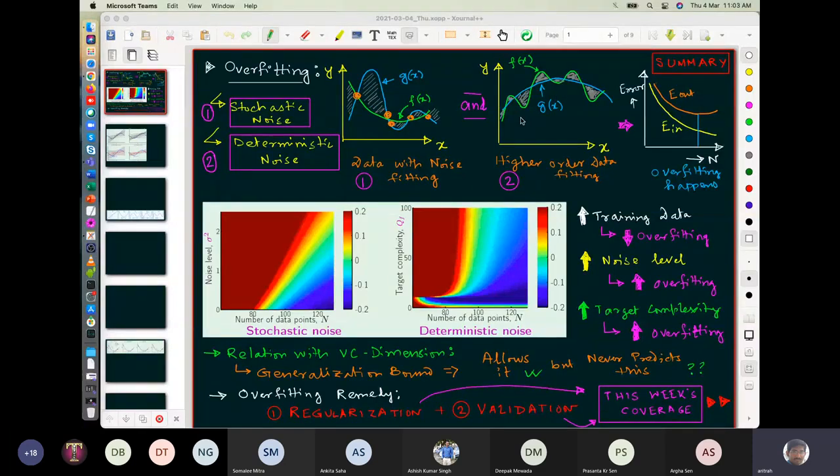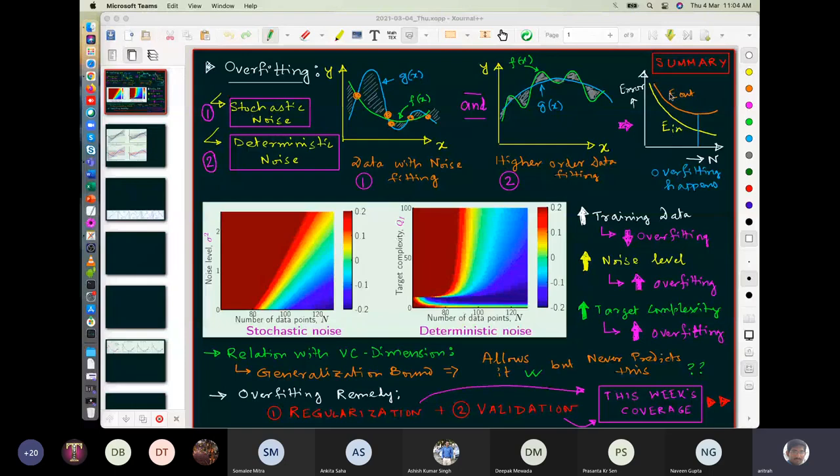The other part we have also seen is the deterministic noise, meaning that the target function could be more complicated than your allowed hypothesis or model, which means that inherently you cannot fit the target function. It is called deterministic noise because it is not the actual noise in the data, but the incapability of your hypothesis model to fit the actual target function.